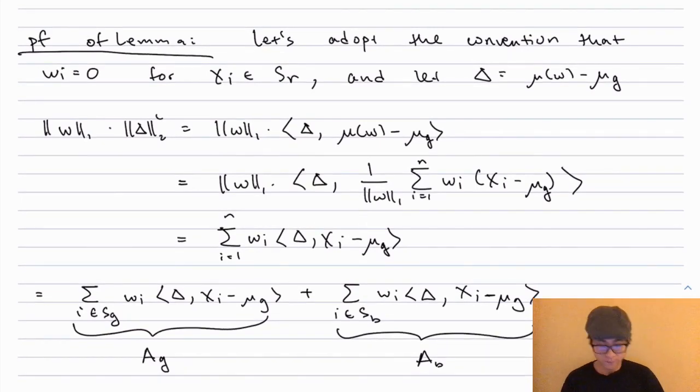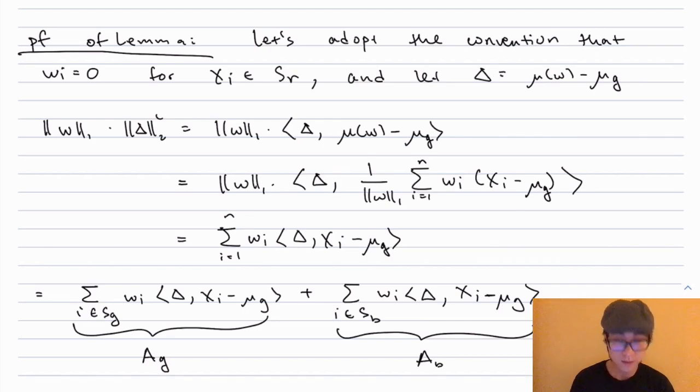So let's prove this lemma. Let's get some of the notational stuff out of the way first. Let's adopt the convention that I extend W, the set of weights, to not just S, but also the points in S of R in the trivial way.